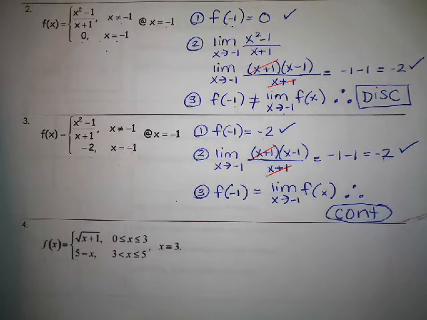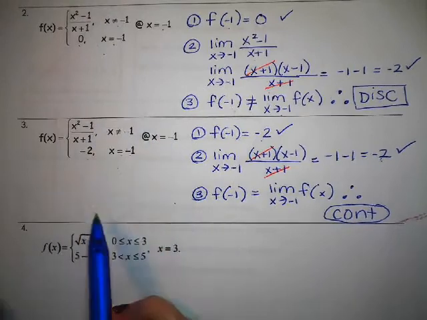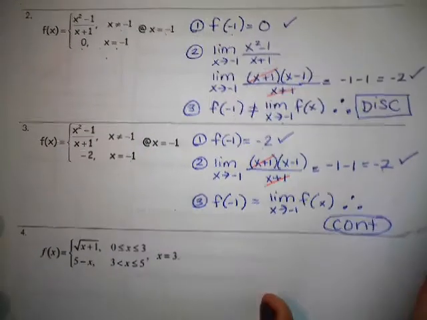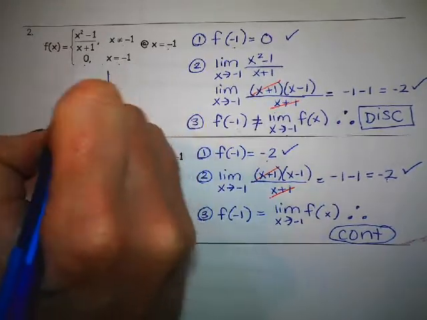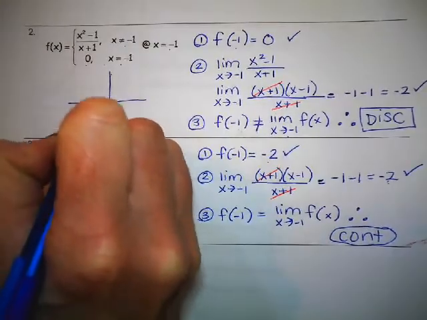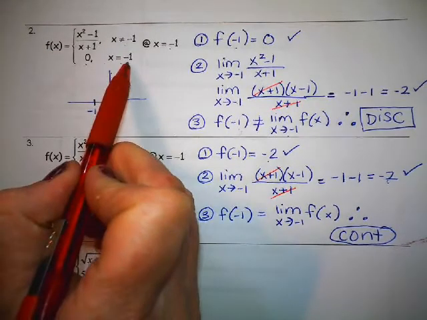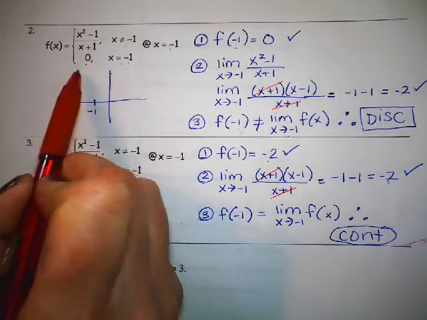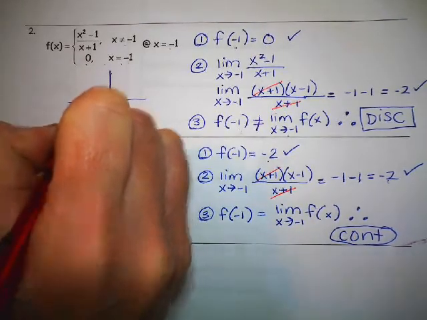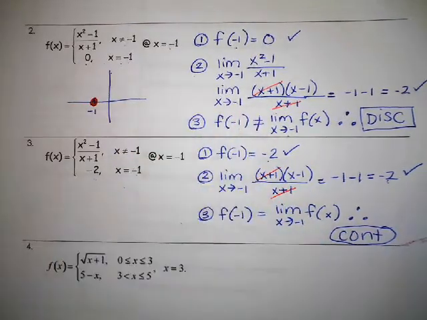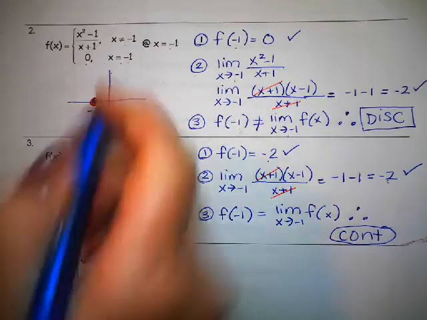Before I go on to number 4, I want you to think for a moment about what these things would look like graphically. Remember, number 2 and 3 were pretty similar functions to each other. The important piece is -1. And for problem number 2, I know that when x is -1, I have a point at 0. So I've got this point right here. And then I found out from step 2 that the limit as x approaches -1 was -2.